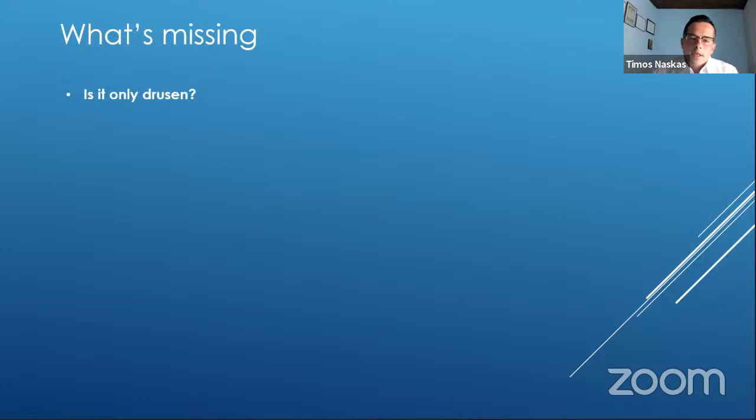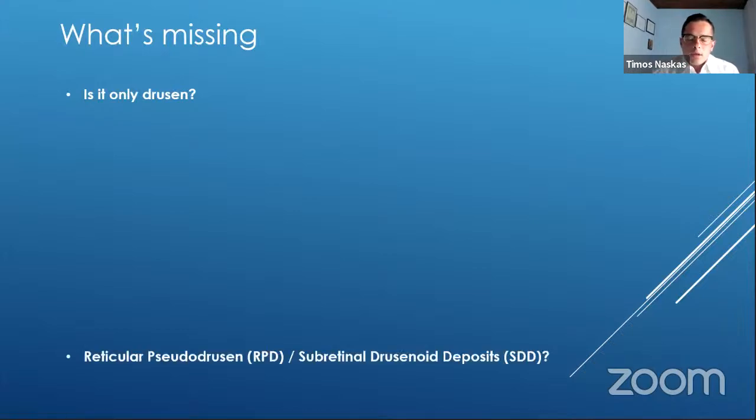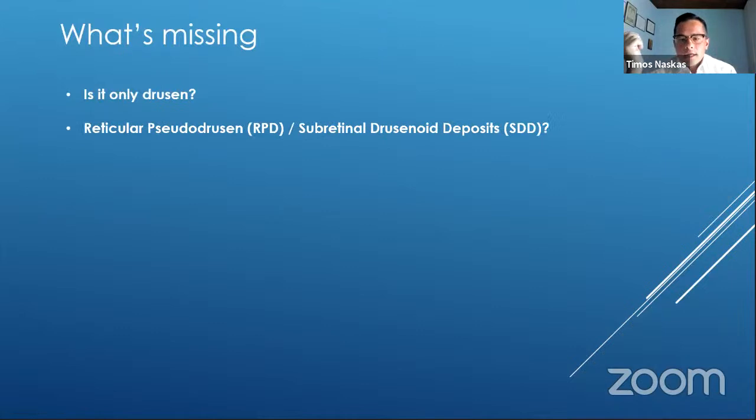So we said that all these systems use drusen size, but is it only drusen that we need to consider whenever we are assessing the disease? It is not, because in 1990, there was a paper which reported a phenotype called reticular pseudodrusen, or otherwise subretinal drusenoid deposits. The term that we use also depends on the modality that we use to image them.